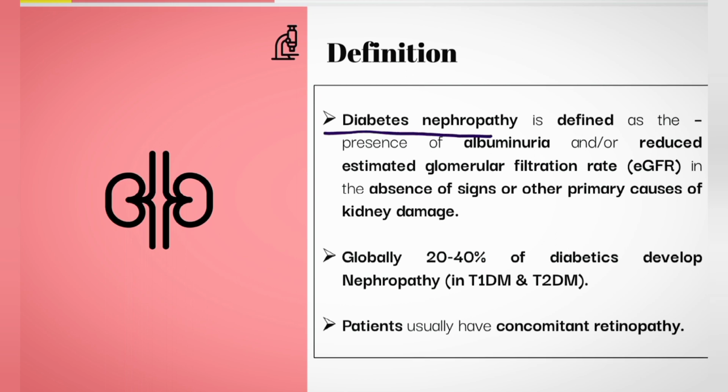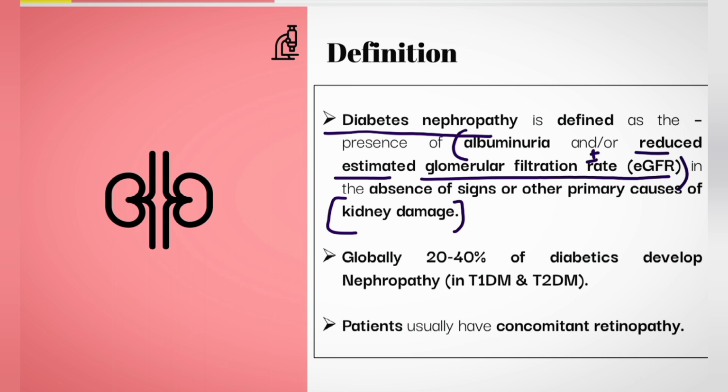Diabetic nephropathy can be defined as a condition when there is presence of albuminuria and/or reduced estimated glomerular filtration rate, and both of these conditions or either of them will be present when there is absence of signs or absence of any primary causes for kidney damage in any patient with diabetes.